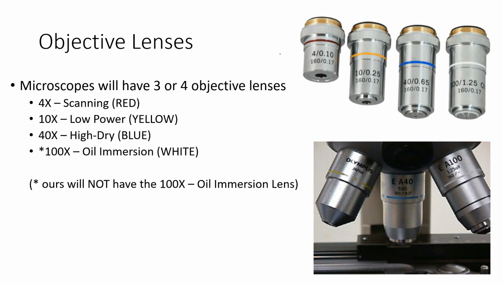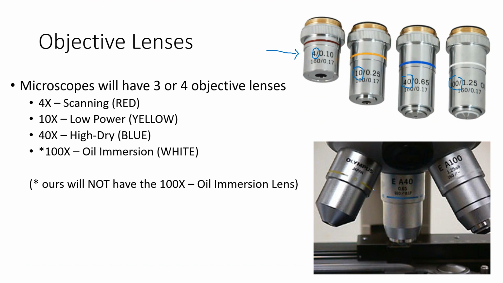Well, the objective lenses have magnifications written on them. So right here, that's 4 times the magnification power. This one is 10 times the magnification power. This one is 40, and this one is 100. And if you notice, the length of the objective lens gets larger as the magnification increases. They're also color coded, so there's a color scheme going with them as well. This is not a secret.